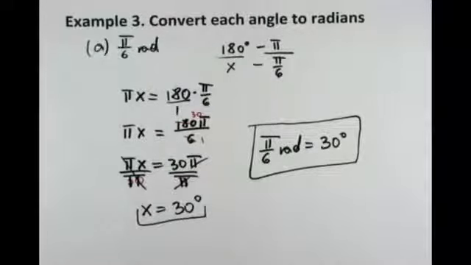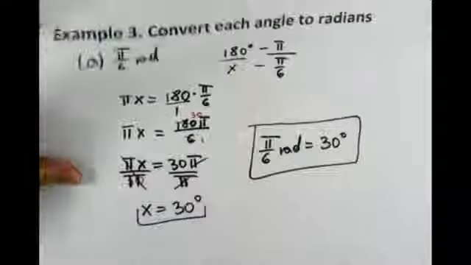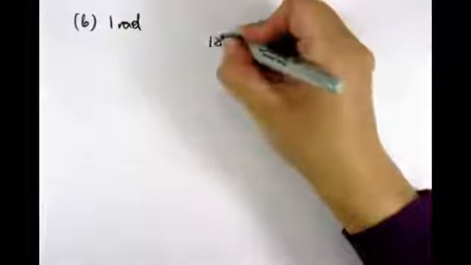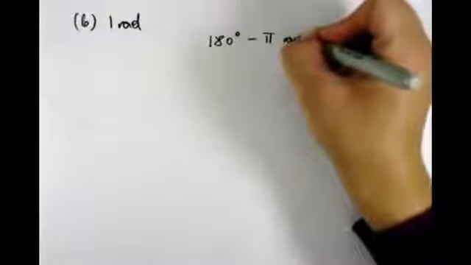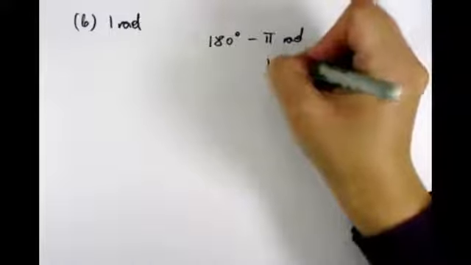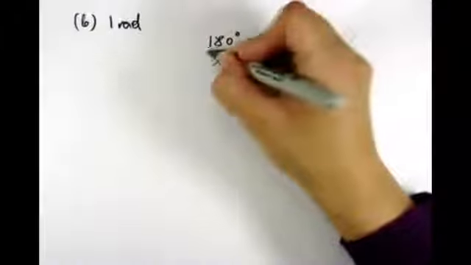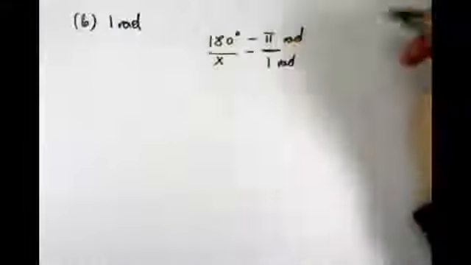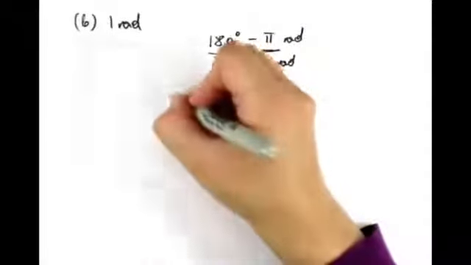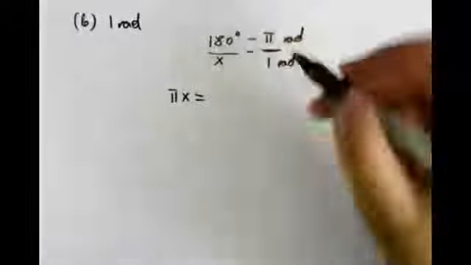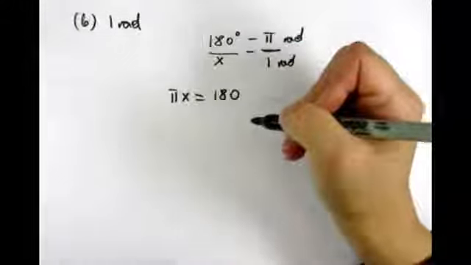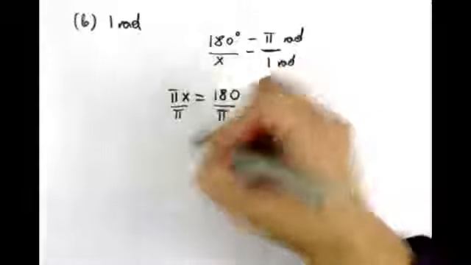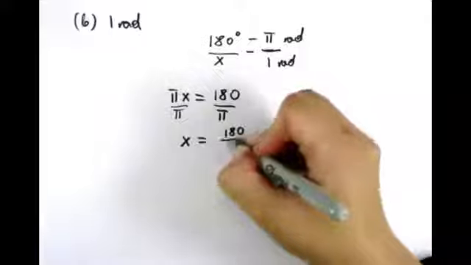B. Let's check one radian. How many degrees is that? So we set up a proportion. 180 degrees is pi radians. And now I have one radian. I don't know how many degrees it is, so it's my x. Okay, so I have x times pi is pi x is equal to 1 times 180 is 180. Divide by pi, so x is 180 over pi degrees.